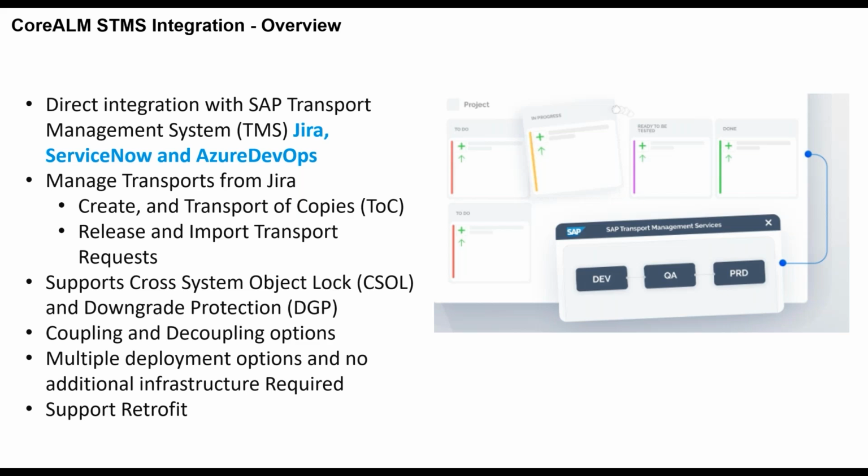So from Cloud ALM, we do have a direct integration with SAP Transport Management that supports both Jira, Azure, and DevOps. So you can directly manage all of your transports, for example, from either one of these tools. You can create transports, it also supports transport of copies, and then you can also import these into a production environment in mass change. It does support, for example, cross-system object lock and downgrade protection, and you have the additional features such as coupling, decoupling, and multiple deployment options, for example, with no additional infrastructure.